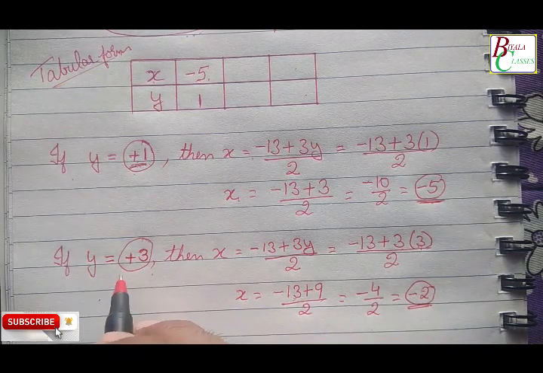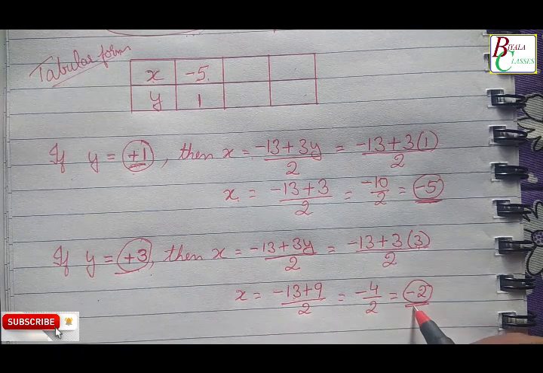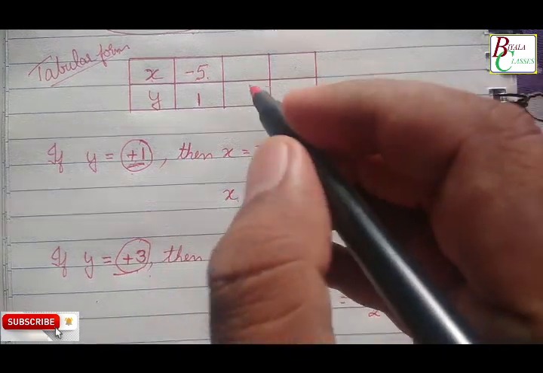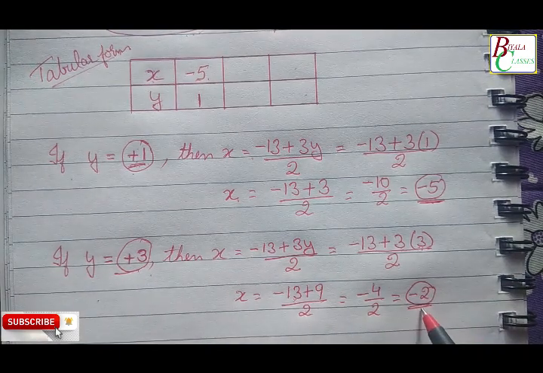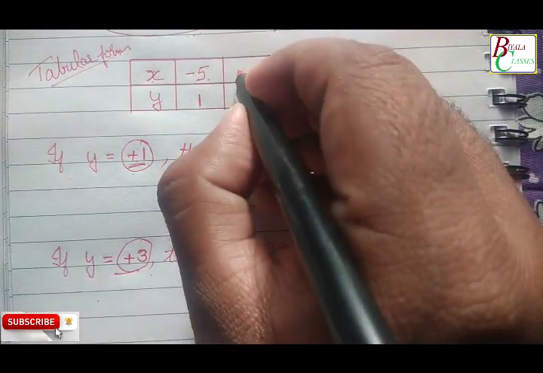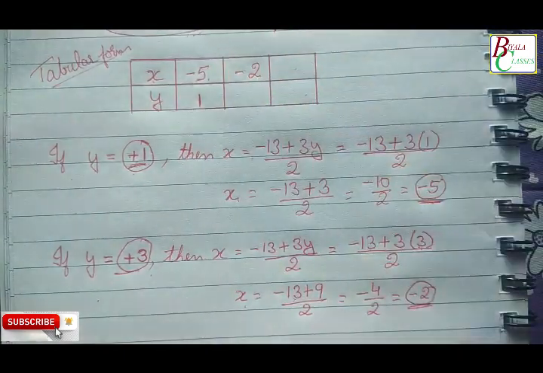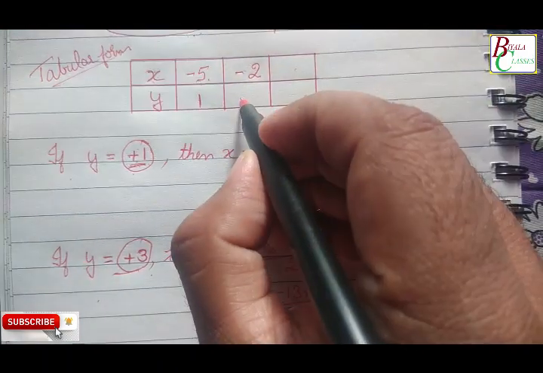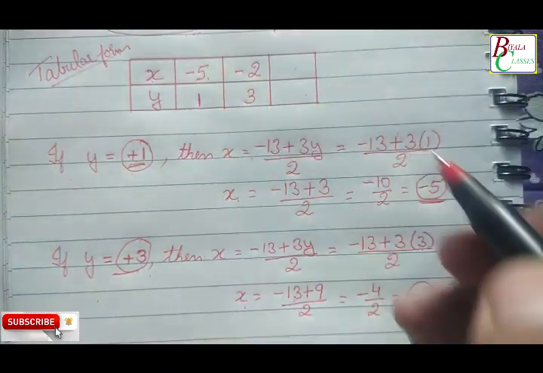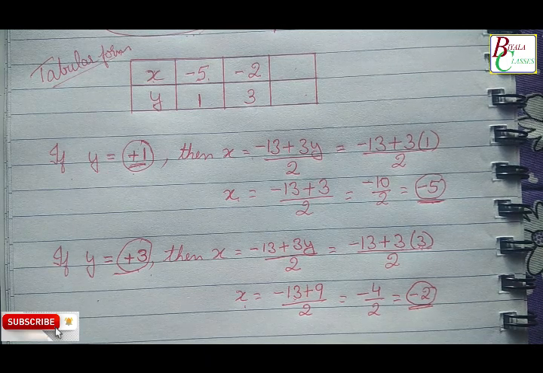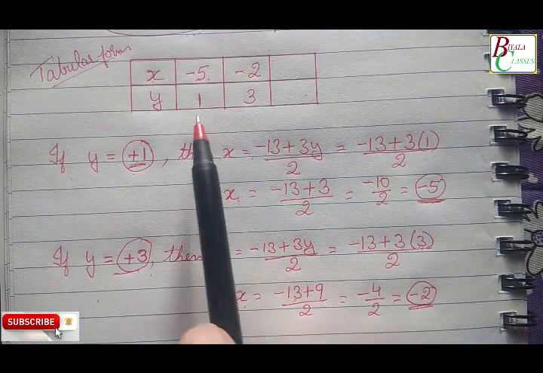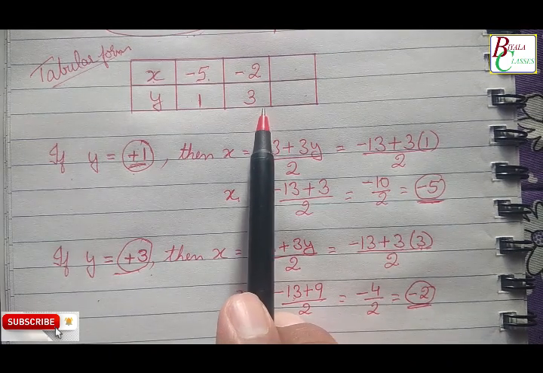So when y is plus 3, x is equal to minus 2. So again, substitute these values or fill these values in the table. So x is minus 2. Here we take minus 2. Y is 3. So this is written here. Now actually, to find the solutions graphically, only these two solutions are enough.